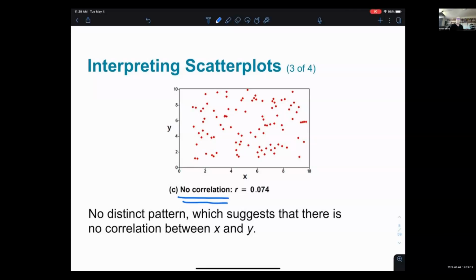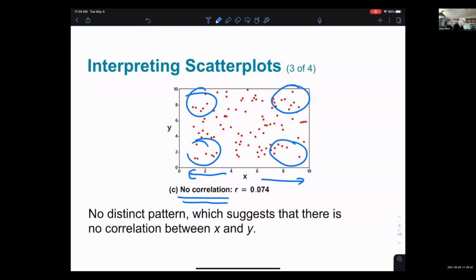Because when x gets bigger or smaller, that doesn't seem to have any impact on whether y gets bigger or smaller. As x is getting bigger, there's plenty of small and large y values corresponding to large x values. And similarly, as x gets smaller, that doesn't seem to have a strong impact on what kind of y value you can get either, because there are small x values with small y values, and there are small x values with large y values, and everything in between.